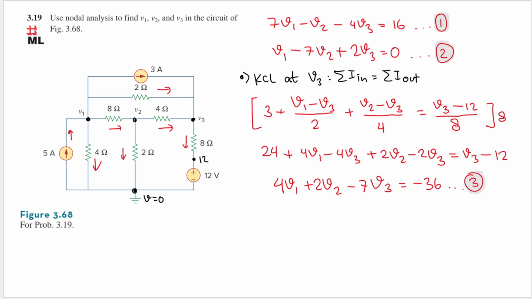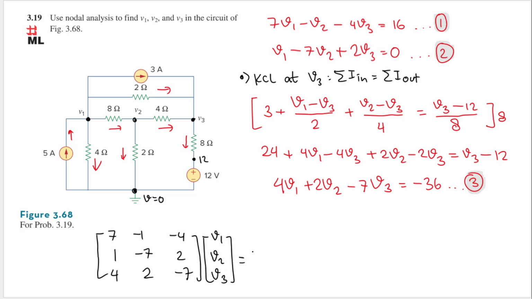We now have 3 equations and 3 variables. Maybe let's rewrite that into matrix form so that we can see easily in the calculator. So I have 7, minus 1, and then minus 4. And then the second one, I will have 1, minus 7, and then 2. Then I will have 4, 2, and then minus 7. And we will have V1, V2, and V3 here. And then lastly, we will have the result vector that is 16, 0, and then minus 36.